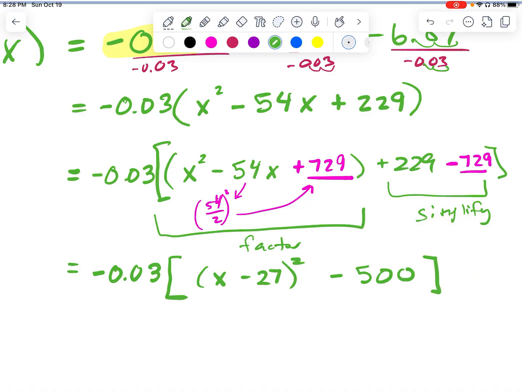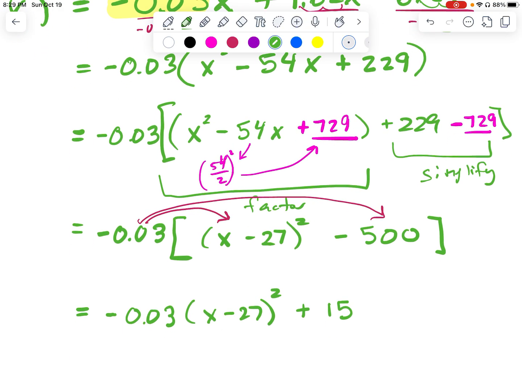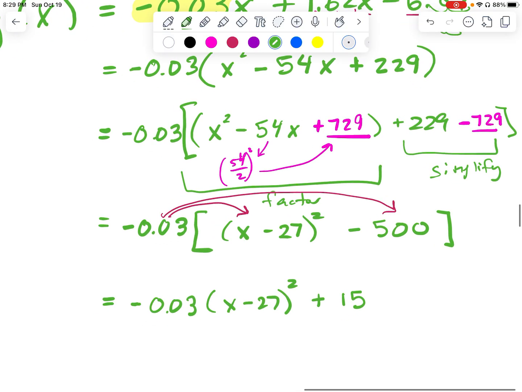All right, and now I'm going to distribute this guy to both of these pieces. To the first piece, that's x minus 27 squared. And when I distribute, I can get rid of my brackets. And then 0.03 multiplied by 500 gives me a positive 15. Negative times negative, and then 3 times 500. That's moved over. All right, I think we're done with g of x now.